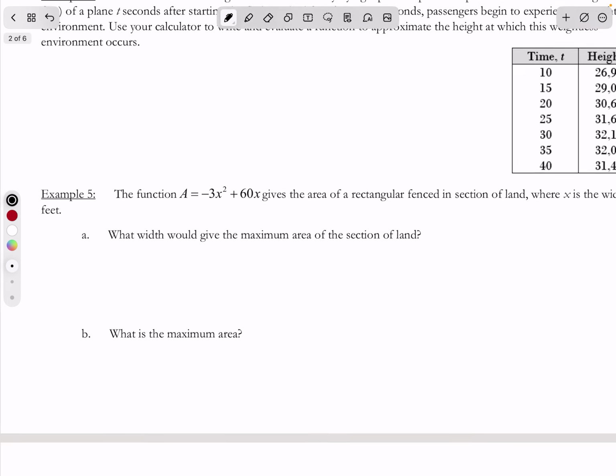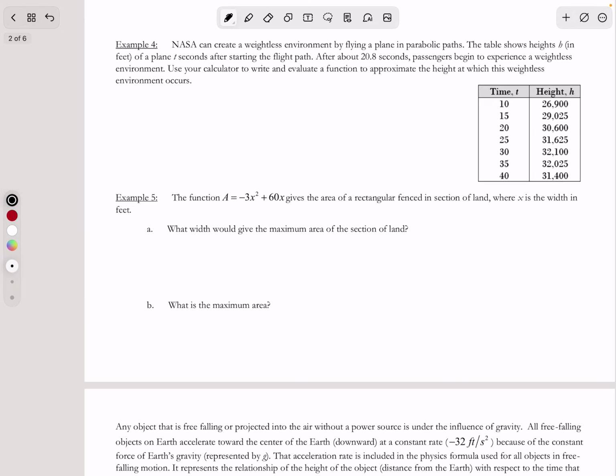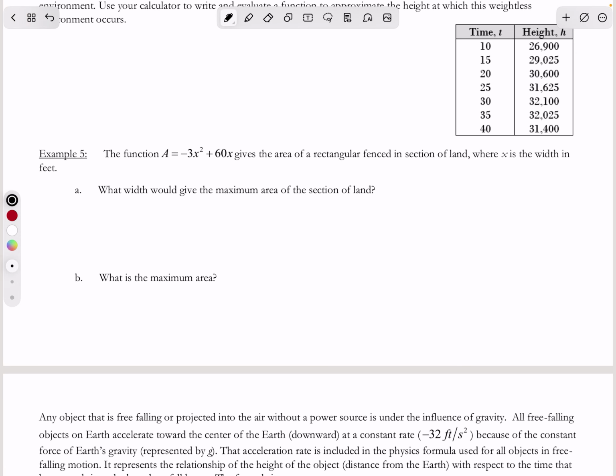Number 4, I am not interested in. Number 5, we did in class. But I think all these we did in class. I'm just redoing them for you.